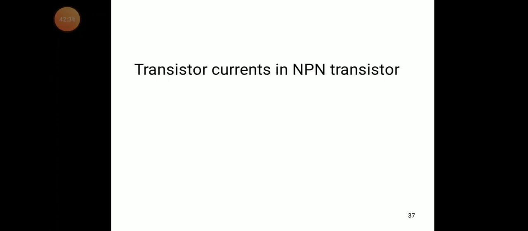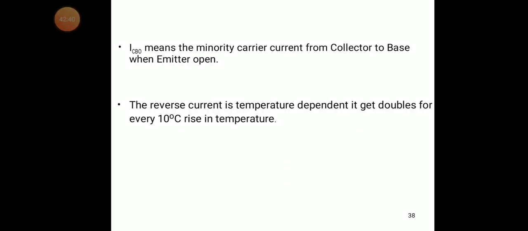So now we try to discuss the transistor currents in the NPN transistor. What are the currents there? We know already. ICBO means the minority carriers current from collector to base when the emitter is open. The reverse current is temperature dependent. It gets doubled for every 10 degrees rise in temperature. The meaning is, for every 10 degrees rise, ICBO becomes double.